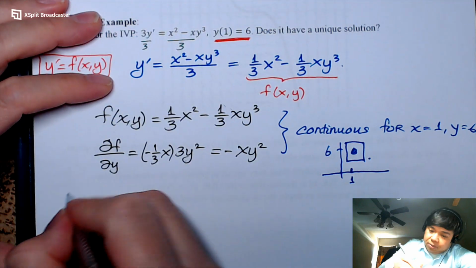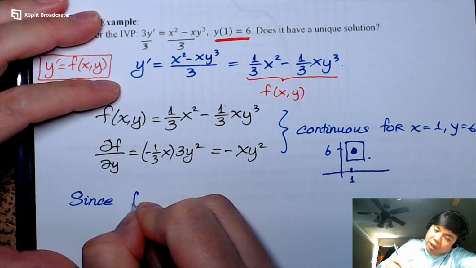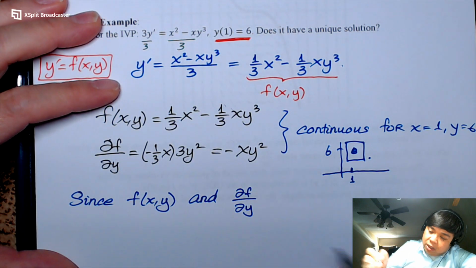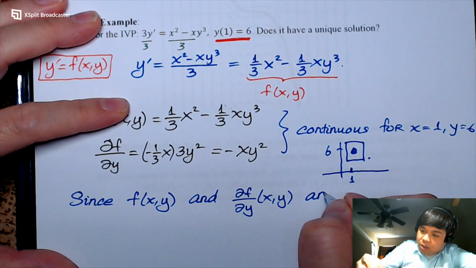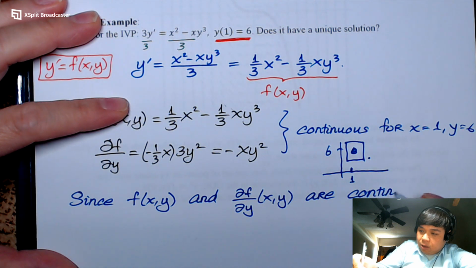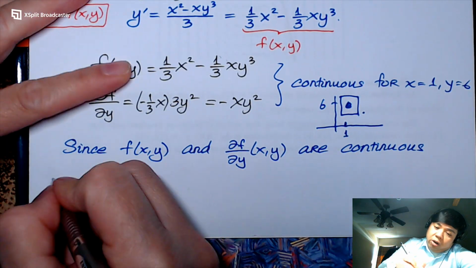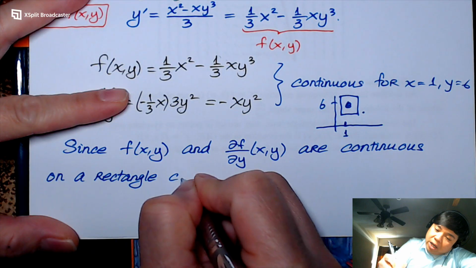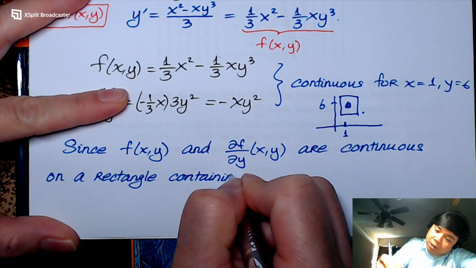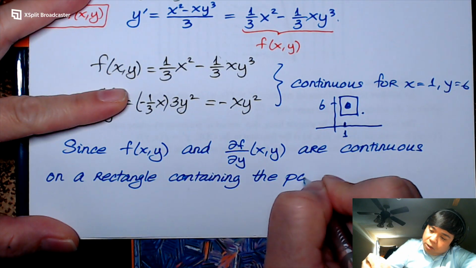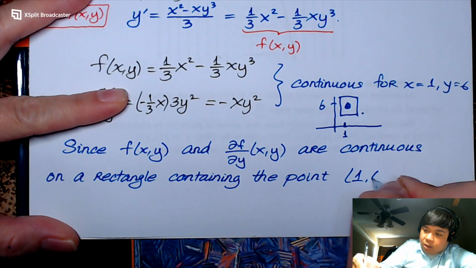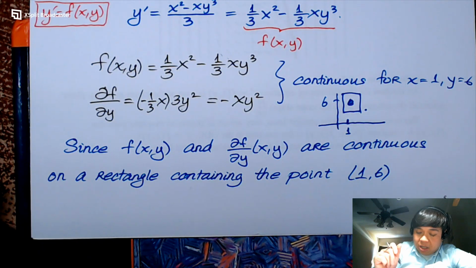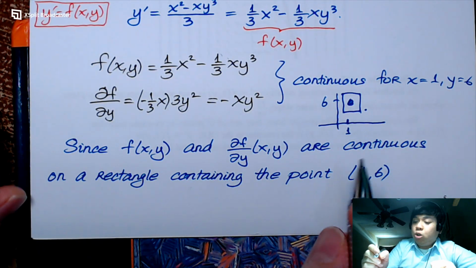So we say since f of x, y, and the partial derivative of f with respect to y are continuous on a rectangle containing the point 1 and 6, the solution exists and the solution is unique. So we say there's a unique solution.